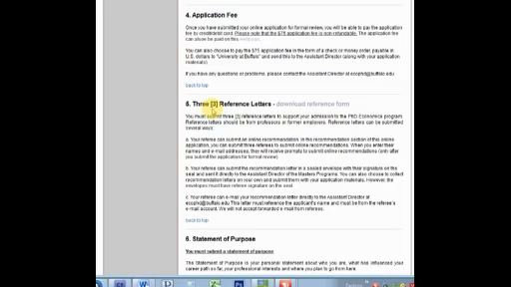Application fee: there's a $75 non-refundable application fee that can be paid online, and if you can't pay online, you can submit a check or money order payable in U.S. funds to the University at Buffalo, along with the application materials that you send to me.